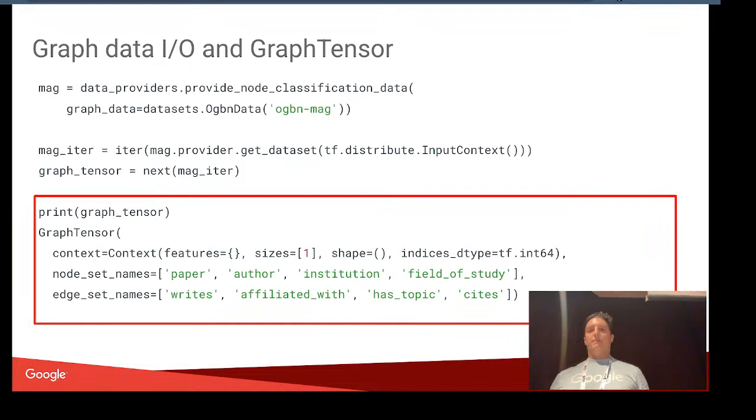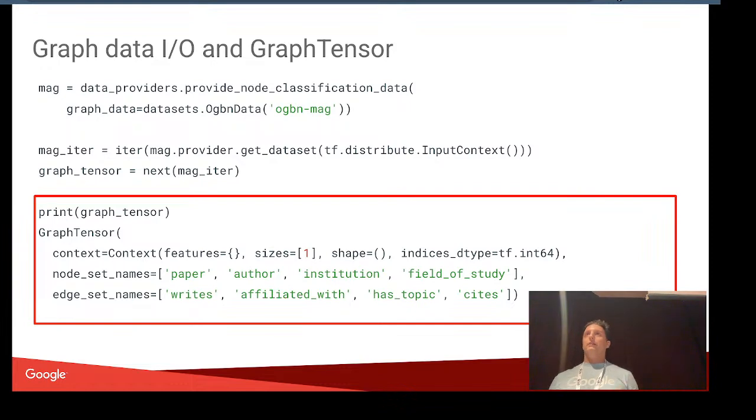To take a look at the graph tensor, we could experiment with TFGNN's data providers. Here we're loading the OGBN-MAG node classification dataset that's standard in the GNN literature. And if you're unfamiliar with this dataset, it's a citation network like Jonathan was talking about, and has node types like papers, authors, institutions, fields of study, and edge sets, which are relationships between those node sets, like writes, affiliated with, and cites, and so on.